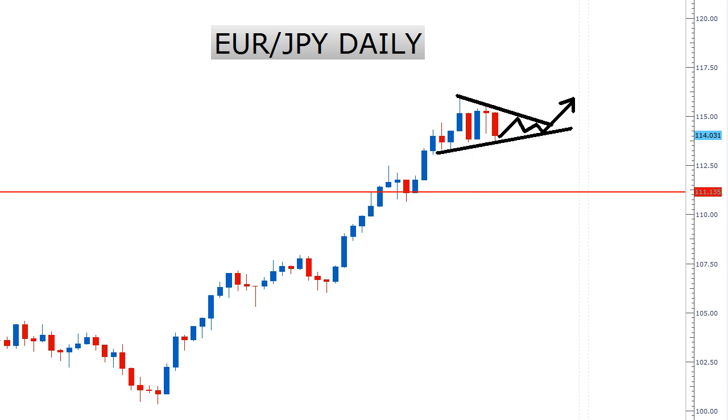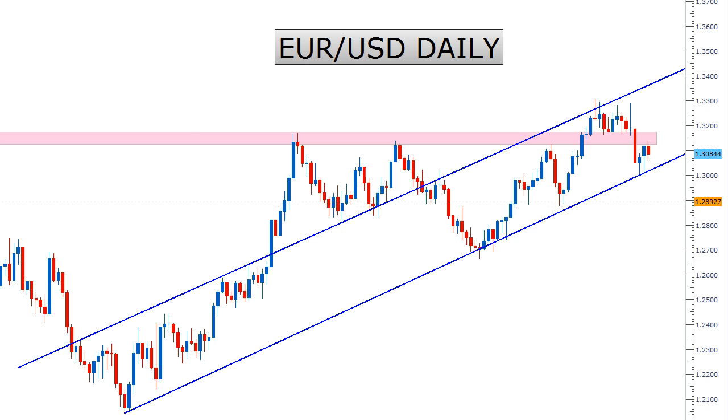Alright, so that's the euro yen. Definitely some bullish potential with all the movement behind it. Don't want to count out the continuation of yen weakness as a major possibility in the market. And while we're talking about the euro, I want to continue and talk about the euro dollar.